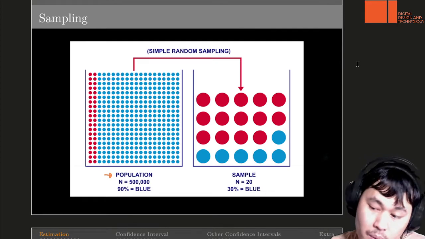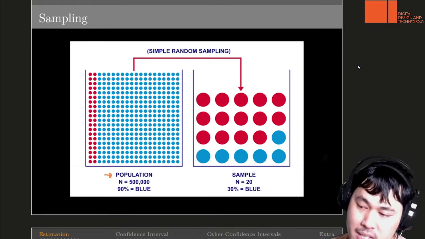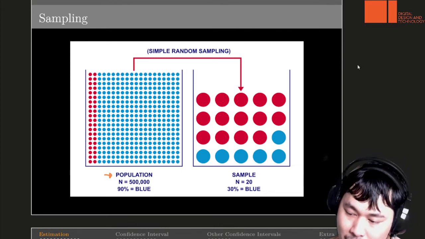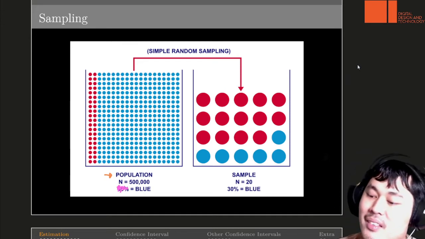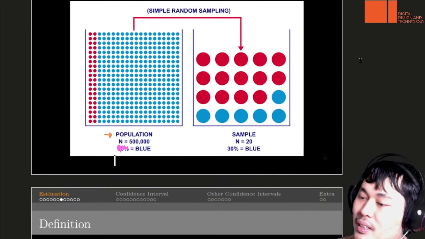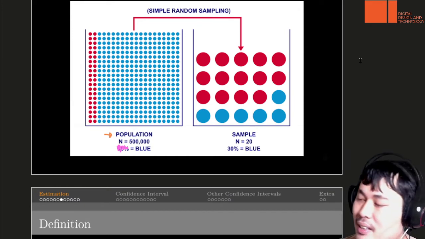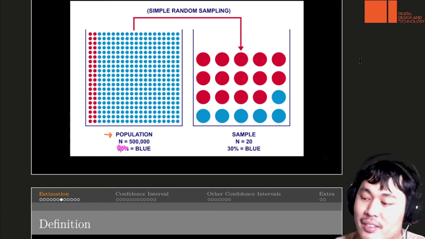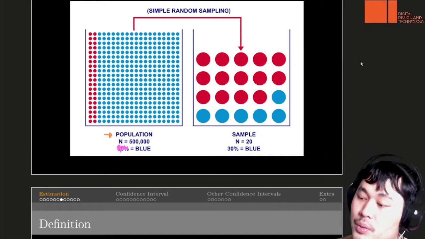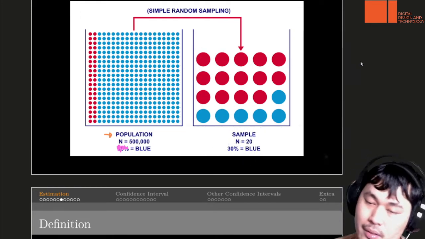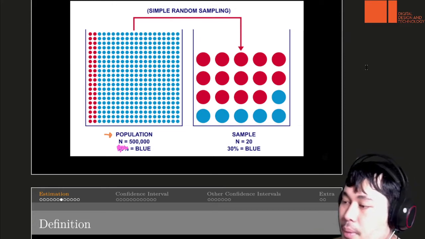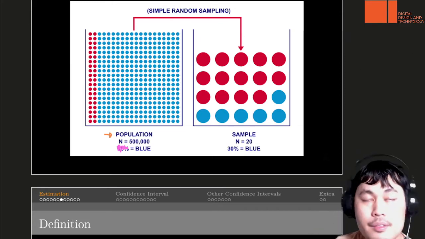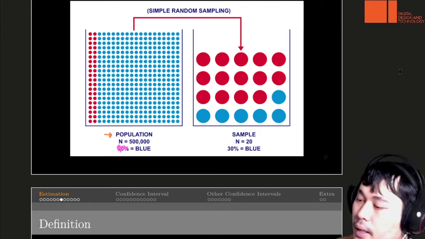So this is the process. We have some population that we are not supposed to know exactly, because there are too many people to ask. We could, but it would take a lot of time and resources. So what we could do is take some samples and see how many balls of each color there are.